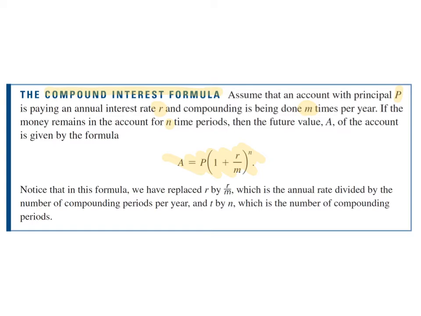Okay, and then it says, notice in the formula we have replaced R by R over M. So that's just something we've got to pay attention to, how this formula changed from the future value one. That is the annual rate divided by the number of compounding periods. And the T in the exponent is replaced by N, which is the total number of compounding periods. So we'll just take a little bit more time to set this one up carefully.